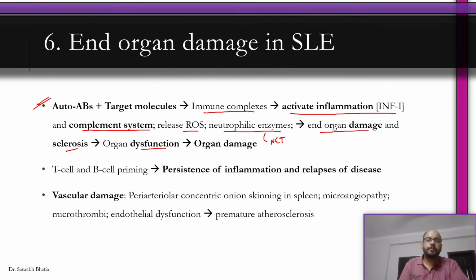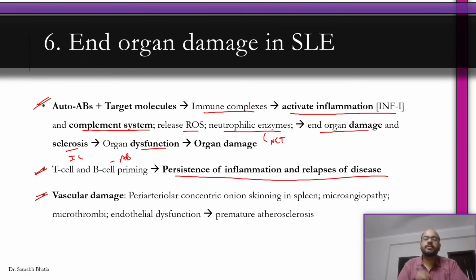Okay. When T cells and B cells are primed because of this inflammatory cascade, they can lead to persistence of inflammation and relapse of disease. T cells can secrete inflammatory cytokines, B cells can secrete antibodies, and the persistence of antibodies and inflammatory cytokines can lead to persistence of disease.